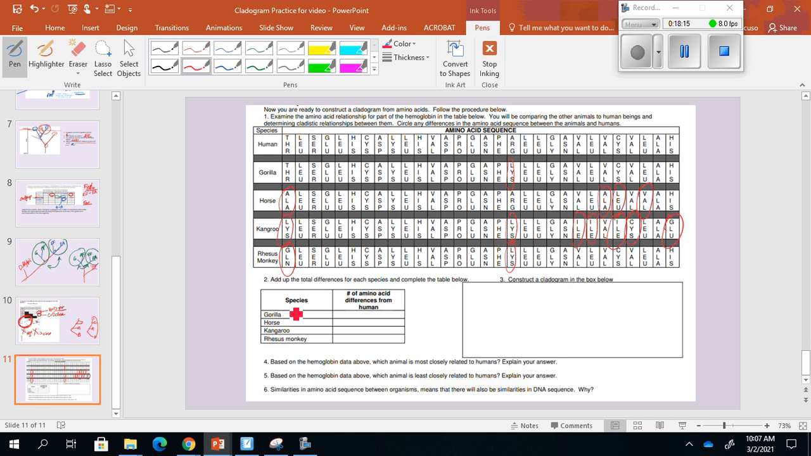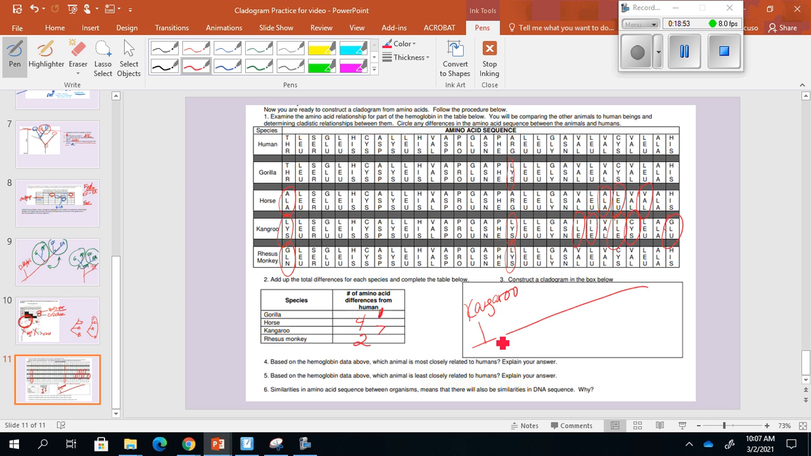So now I go over here. All right, the gorilla. How many differences did I have? Just one. So I put a 1 in there. The horse. 1, 2, 3, 4 differences. The kangaroo. 1, 2, 3, 4, 5, 6, 7 differences. And this monkey, rhesus monkey. 2 differences. All right, this tells me how to separate it. Remember on the cladogram, the one that has the most differences comes first. So that would be my kangaroo.